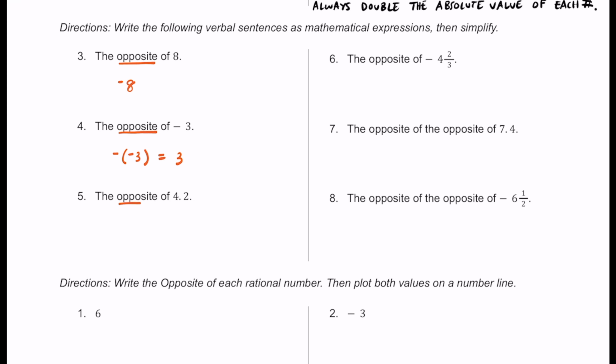For number 5, we have the opposite of 4.2. So here's the number 4.2. And if we want to say the opposite of it, just put a negative in front, right? That just means the opposite of 4.2, which would be -4.2.